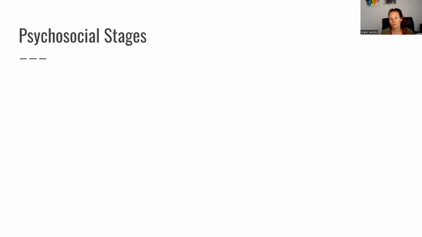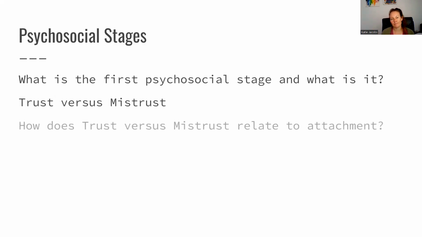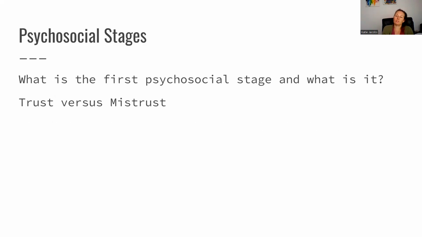We also have psychosocial stages. What's the first psychosocial stage that you learned about? And what is it? You said it was trust versus mistrust, you're right. So trust versus mistrust, this stage, basically people learn to trust or mistrust the world based on whether or not their caregiver is able to meet their needs.